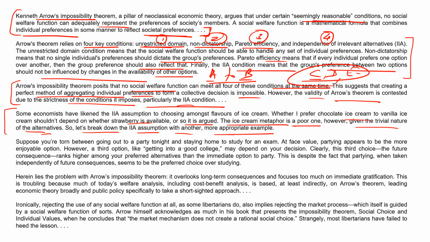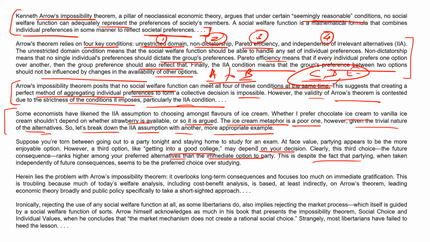Suppose you are torn between going out to a party tonight and staying home to study for an exam. At face value, partying appears to be the more enjoyable option. However, a third option, getting into a good college, may depend on your decision. Clearly, this third choice, the future consequence, ranks higher among your preferred alternatives than the immediate option to party.